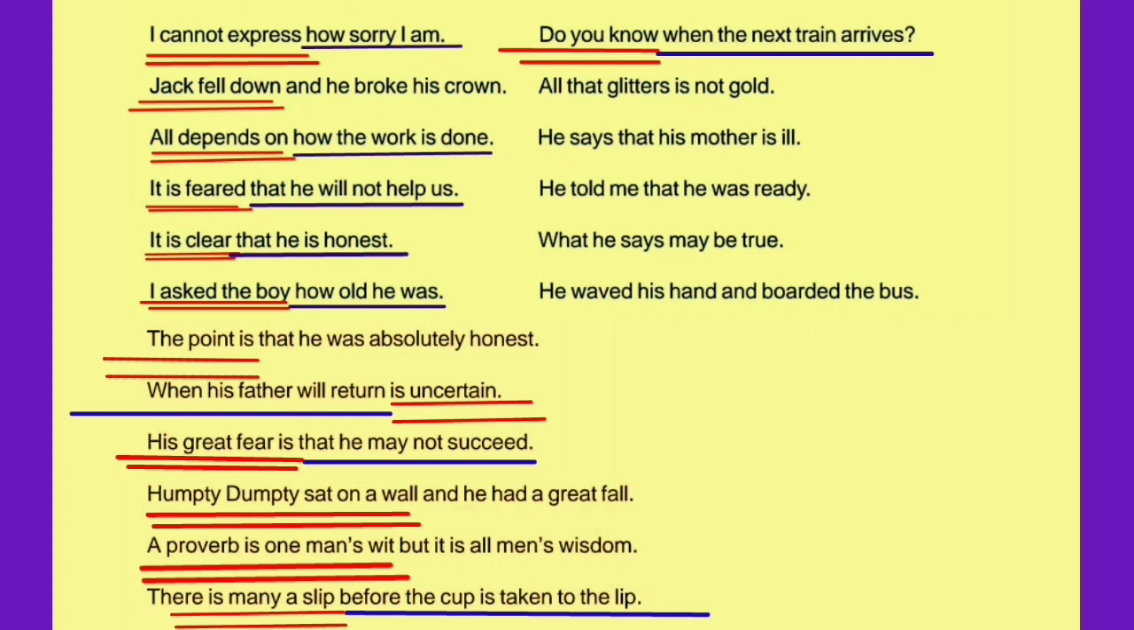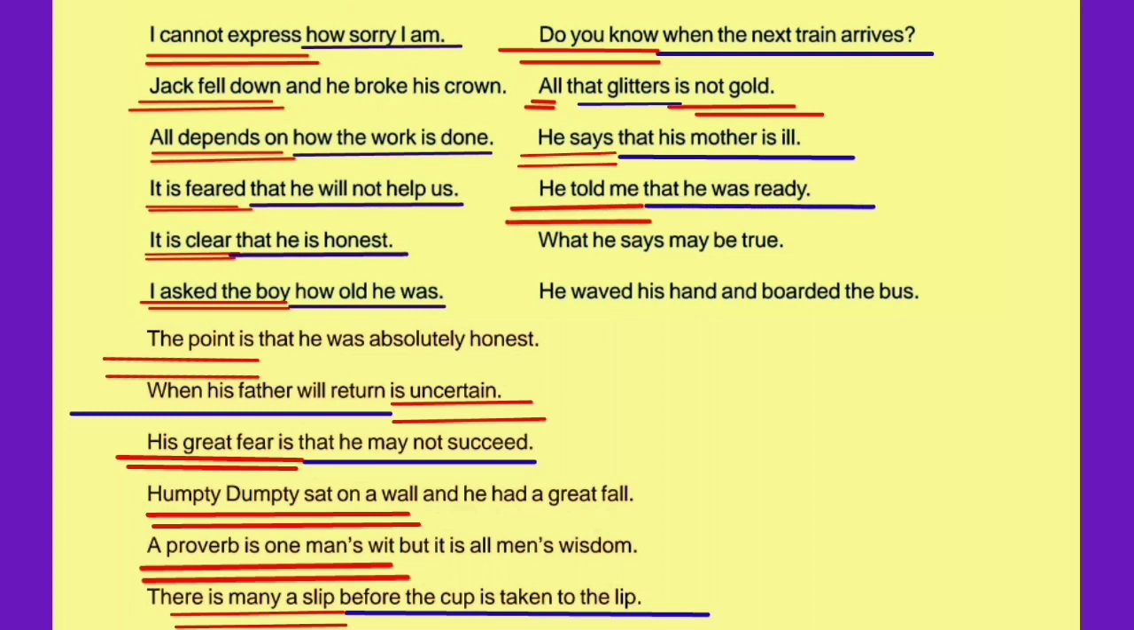All that glitters is not gold. All is not gold, main clause, that glitters, subordinate clause. He says that his mother is ill. He says, main clause, that his mother is ill, subordinate clause. He told me that he was ready. He told me, main clause, that he was ready, subordinate clause.